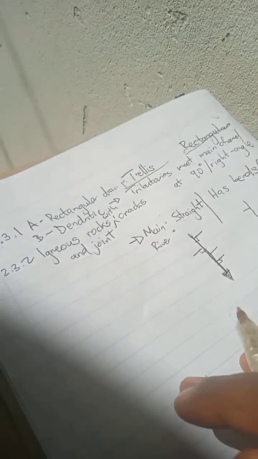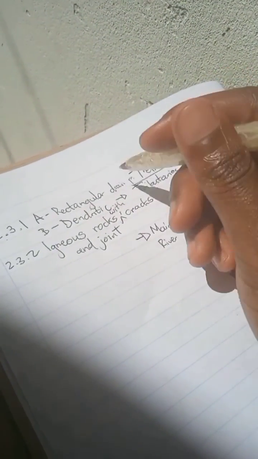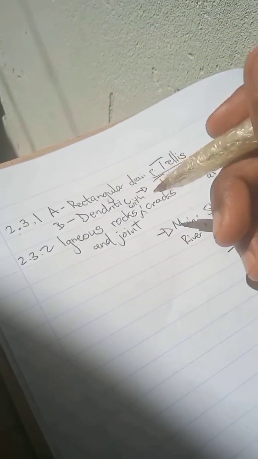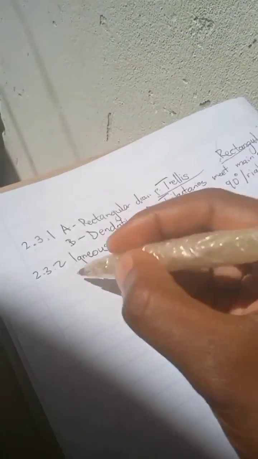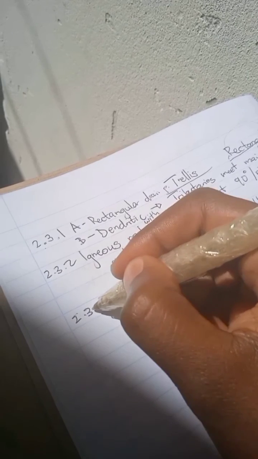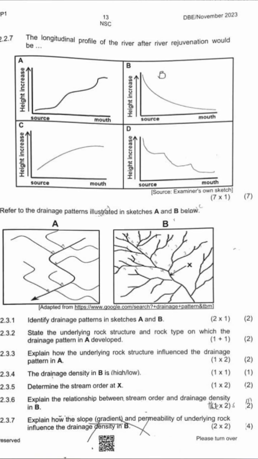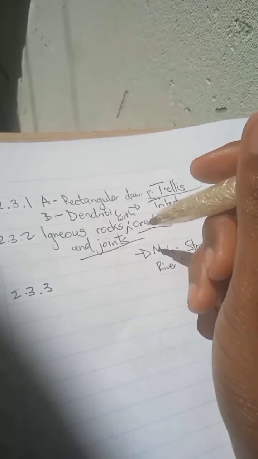For the trellis, of course, it is the folded sedimentary rock. So you can talk about that for the trellis, but that's not the point here. So 2.3.3, let's head on, guys. 2.3.3, explain how the underlying rock structure influenced the drainage pattern in A. Remember the rock structure, we said those are cracks and joints, right? So basically, how did that happen?